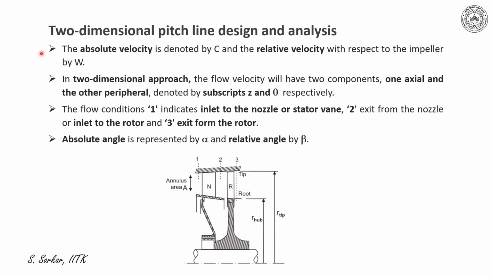Furthermore, as I've stated earlier, the absolute velocity is denoted here by C, and the relative velocity by W. In two-dimensional approach, the flow velocity will have two components: one is the axial component and the other is the peripheral component, denoted by the subscripts z and theta respectively. Furthermore, the absolute angle is represented by alpha and the relative angle is represented by beta. Here, I have also stated that condition 1 indicates the inlet to the nozzle, 2 in between the nozzle and the rotor, entry to the rotor, and 3 indicates exit from the rotor.